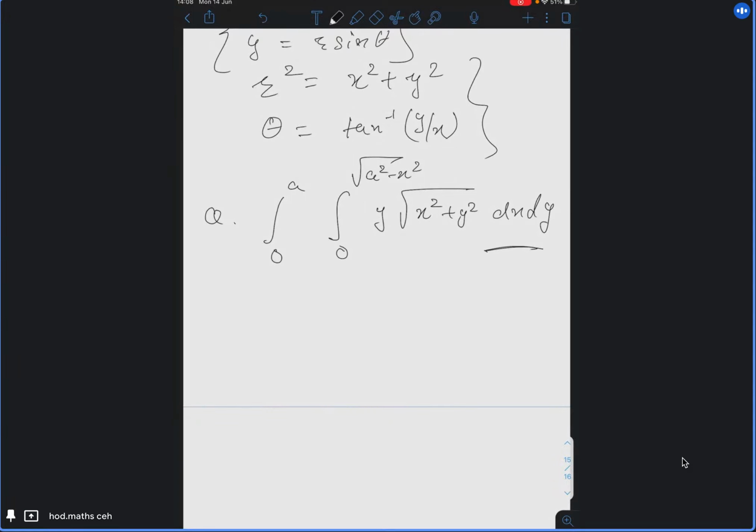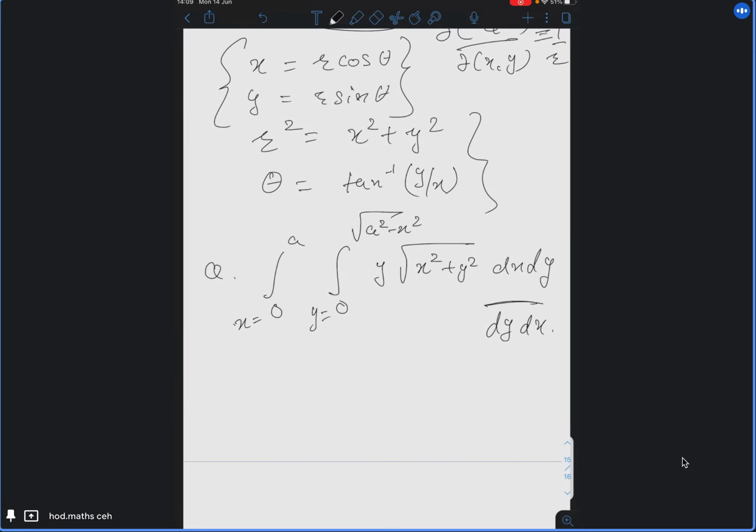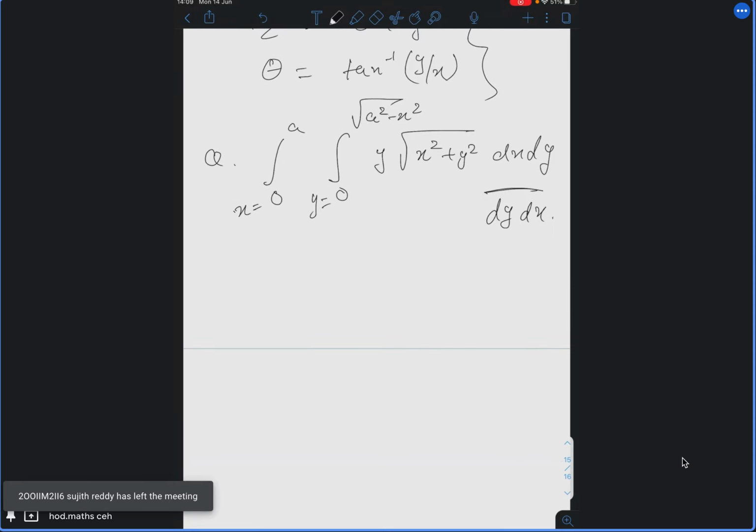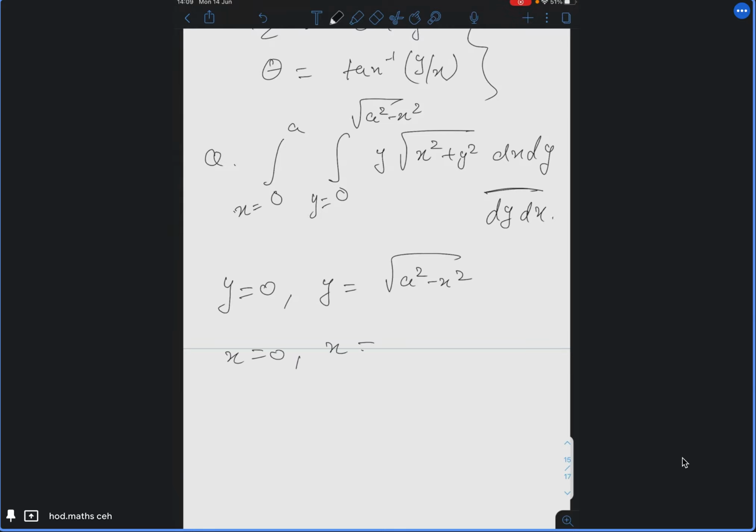Here, as you can see, these are the limits of y and these are the limits of x. Is it or not? So the order should be dy dx, na? Yes, ma'am. Okay, so that doesn't matter here because we are not directly evaluating it. What they want is to evaluate this integral by transforming into polar coordinates. So while transforming into polar coordinates, what is the region of integration? Tell me. Y is equal to 0, y is equal to root over of a square minus x square. So that's a circle, as you can see here. And the other limits are x is equal to 0, x is equal to a.